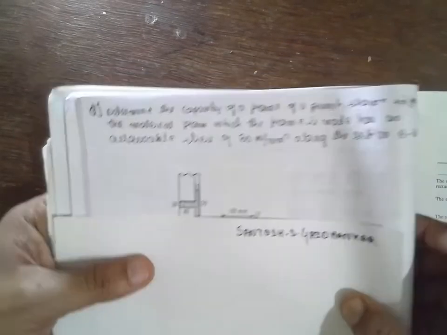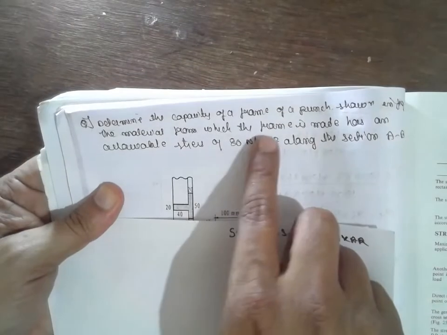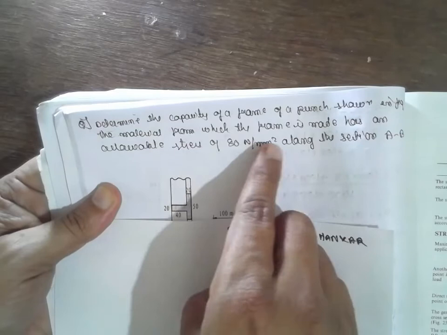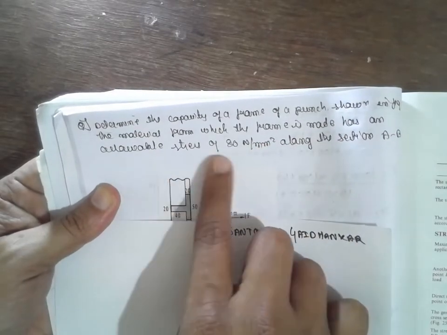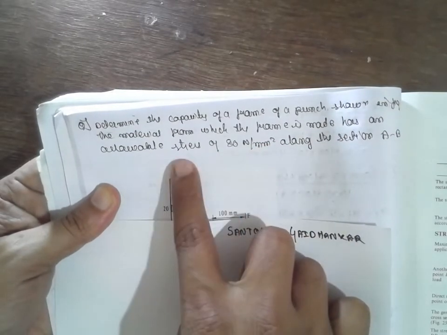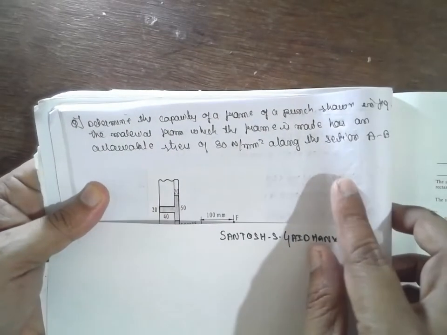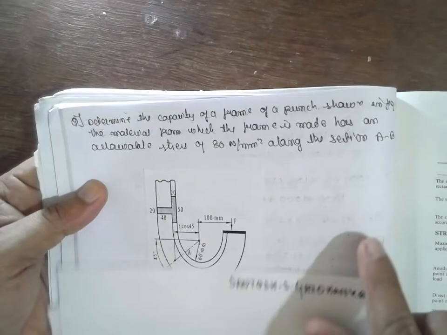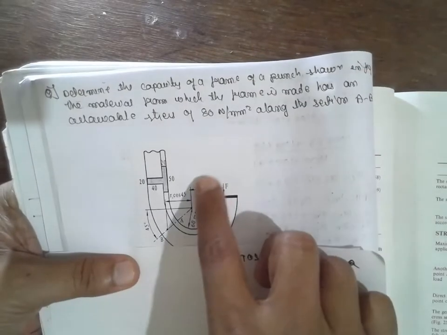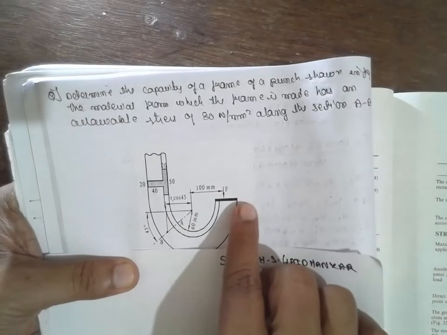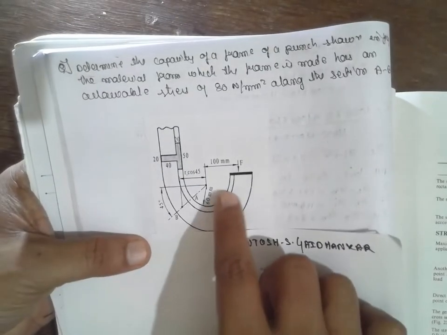Here is the problem. Determine the capacity of the frame of the punch shown in the figure. The material from which the frame is made has an allowable stress of 80 Newton per mm square along the section AA, AB. This is the diagram they have given. We have to find out the F factor. This is the diagram they have provided, and the diagram includes some angle.